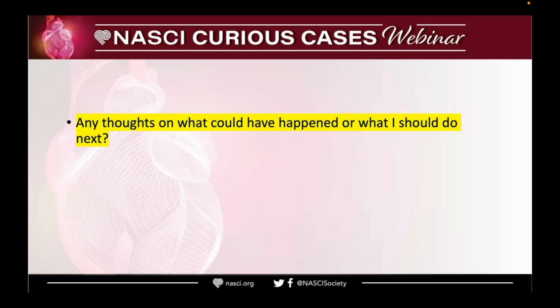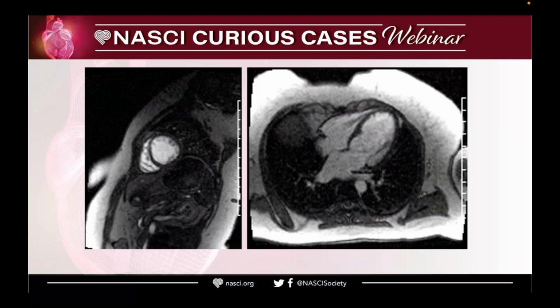Okay, that's a good thought. We were scanning on a 3 Tesla scanner, which I didn't mention. We usually prefer to do the T2 star on 1.5 Tesla, but this is a good suggestion, and I thought the same thing. Maybe this patient had iron overload.